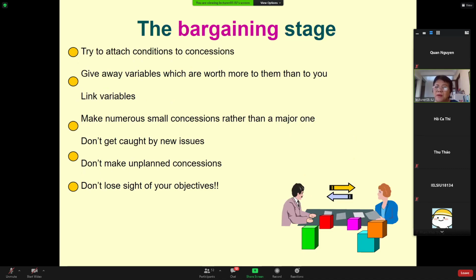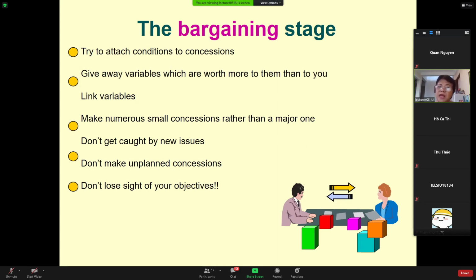Then we come to the bargaining stage. In the bargaining stage, remember, we are trying to bargain somewhere here. So we have ZOPA, we have buyer, we have seller, the zone of negotiation, okay? So we are trying to bargain, and this is the bargaining stage. Try to attach condition to concession.